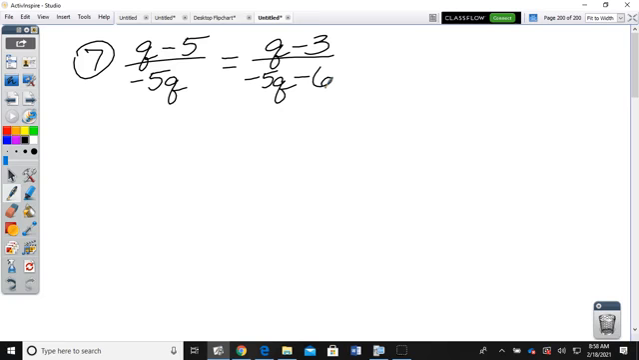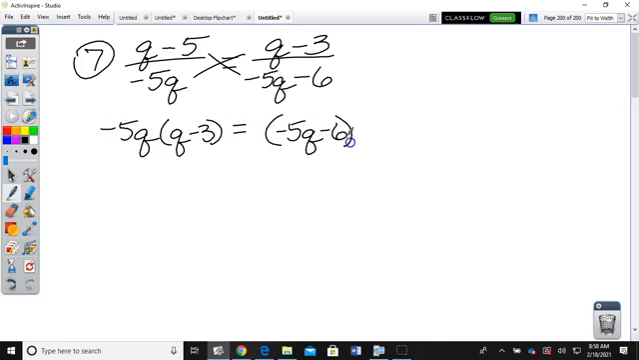All right, same process. We're just going to cross multiply. Negative 5q times q minus 3 equals negative 5q minus 6 times q minus 5.